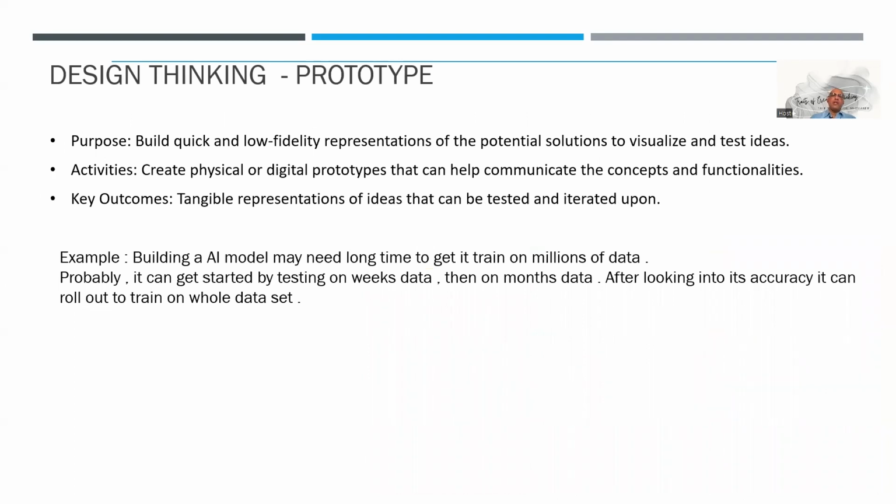The prototype. The next phase is to build a POC or a prototype out of whatever the ideation has produced. The purpose of this phase is to build a quick, low-fidelity representation of the potential solution to visualize and test ideas. Whatever has been discussed in the brainstorm has to be brought together and put into a kind of shape. It may not have all the functionalities, that is fine.